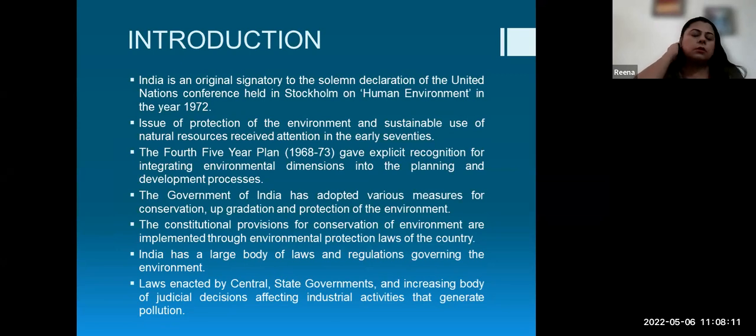Okay, so from then till now, the government of India has adopted various measures for conservation and upgradation, and we'll be going through all those adopted measures in subsequent slides. The laws enacted have been at different levels of administration: at central level, at state government, at local level, at judiciary level, and all these are affecting the industrial as well as domestic activities in our country.